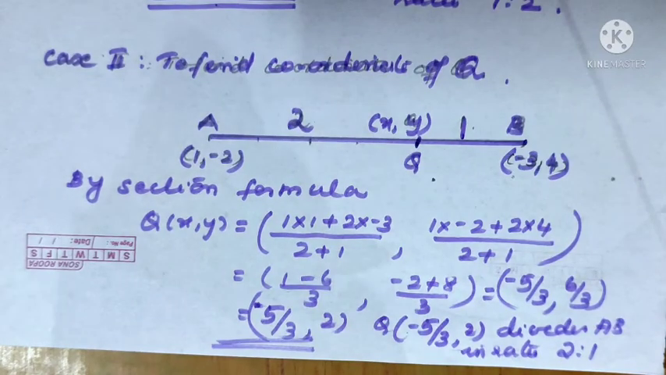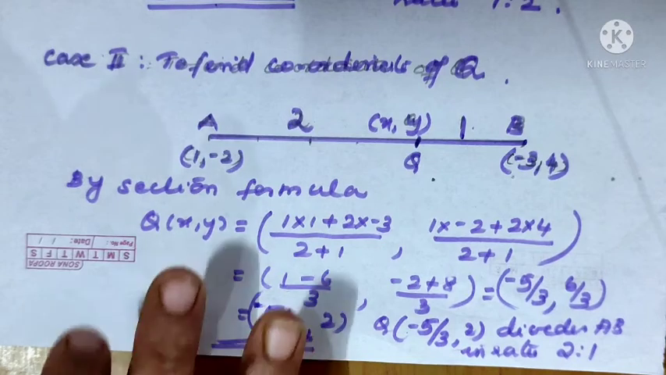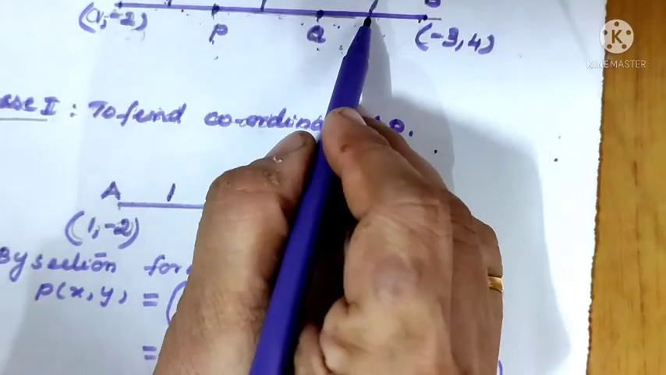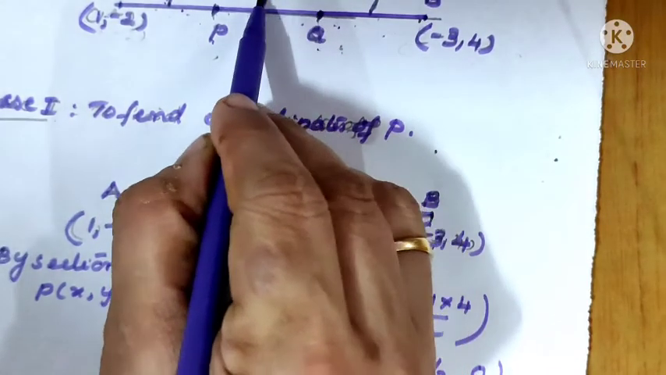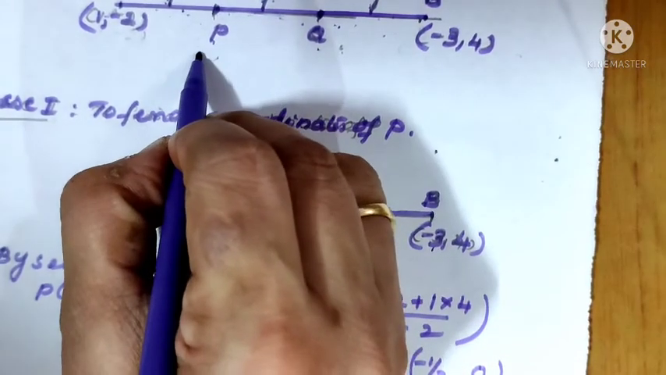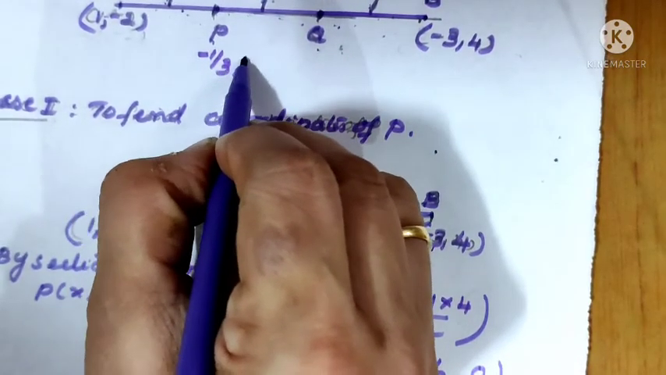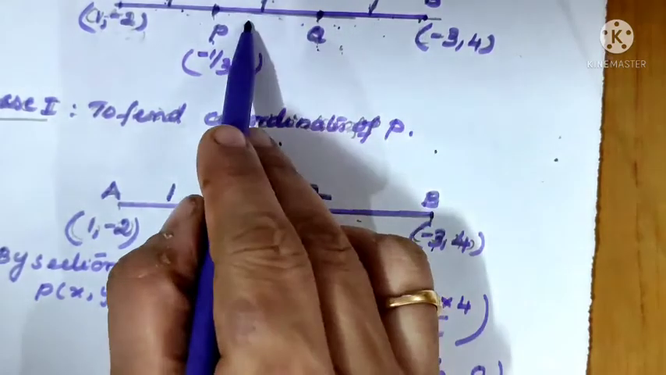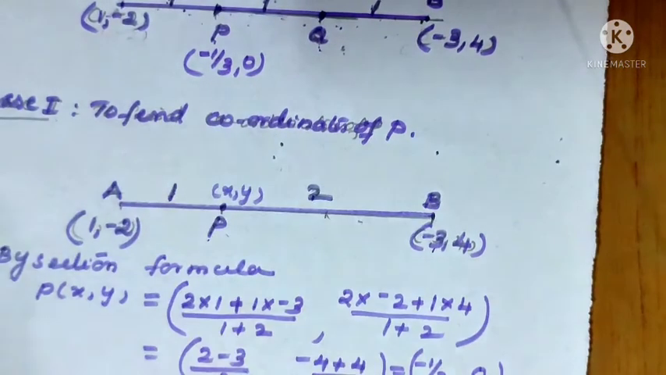Now one more method is there for doing this question. We take P and we take Q. So Q divides in the ratio 1:1 formula only, right? The P value we got is minus 1 by 3 comma 0, right? So Q we can calculate with the midpoint section formula. That also I will show here.